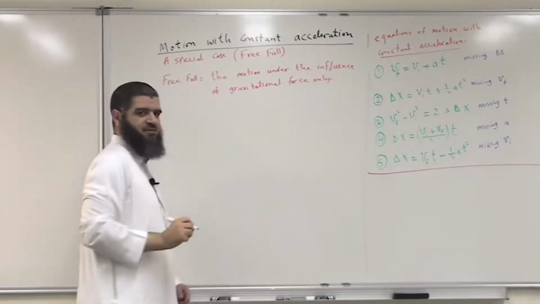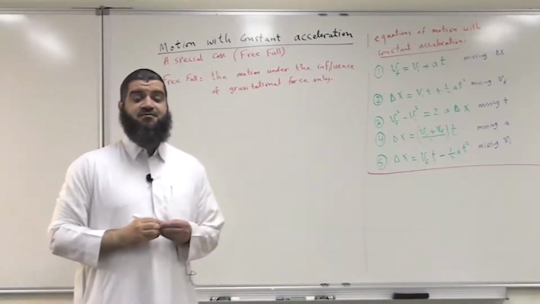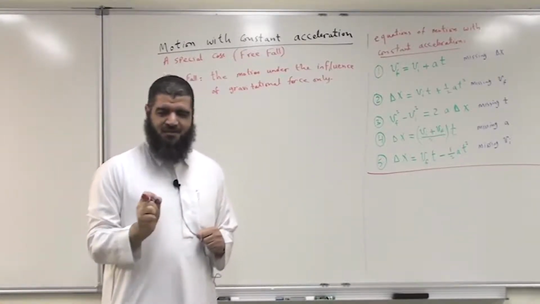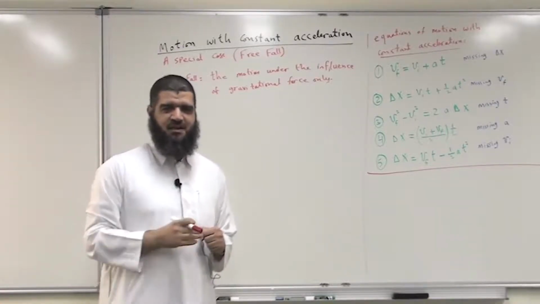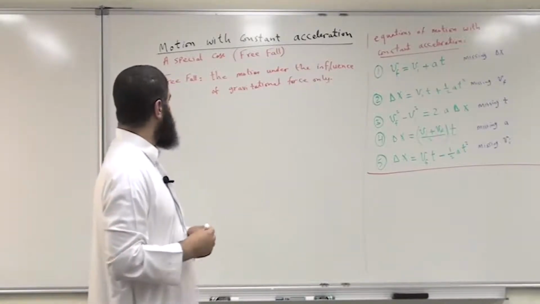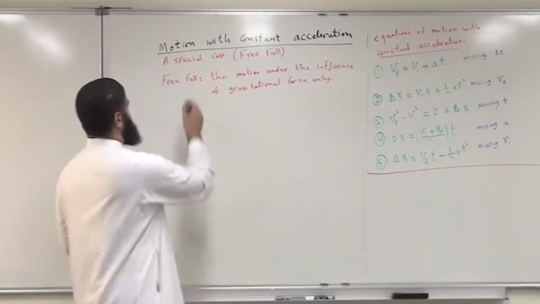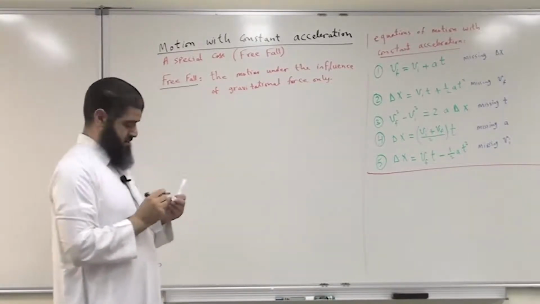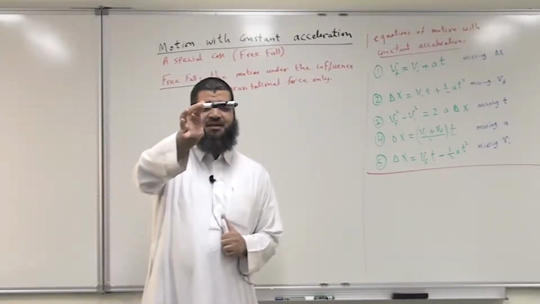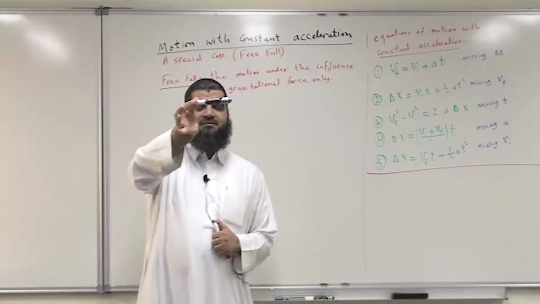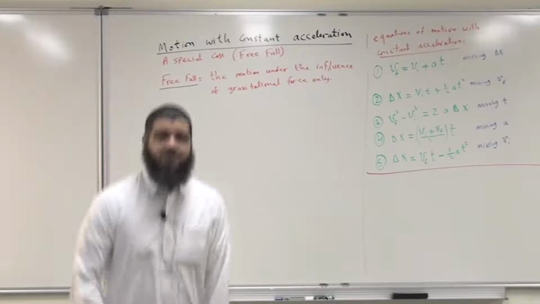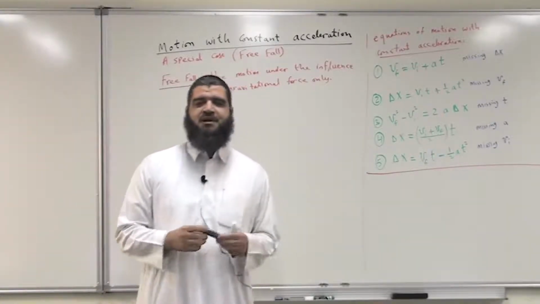So the only force acting on the object during the motion is the gravitational force. There is no air resistance, or there is some small air resistance, but it is negligible in some cases. There is no engine, for example, affecting the motion of the object. So this motion is called free fall. Let me give you an example here. The motion of this pen, if I release it from my hand while moving like this, we call it free fall. Why? Because the only force acting on this pen while moving is the gravitational force.